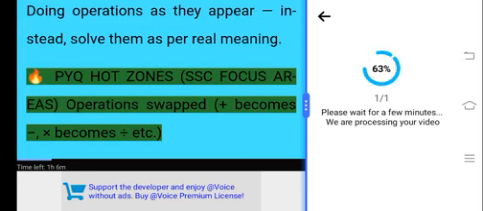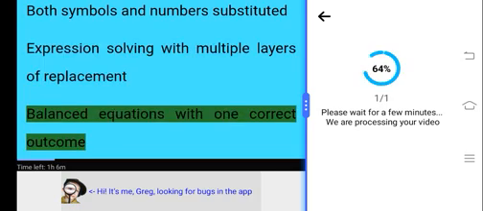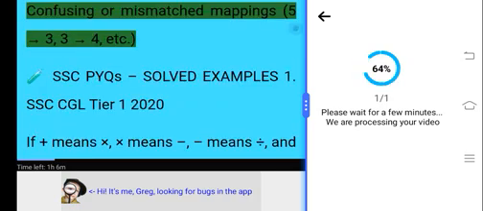PYQ hot zones, SSC focus areas: operation swapped, plus becomes minus, times becomes divided by, etc. Both symbols and numbers substituted. Expression solving with multiple layers of replacement. Balanced equations with one correct outcome. Confusing or mismatched mappings, 5 becomes 3, 3 becomes 4, etc.